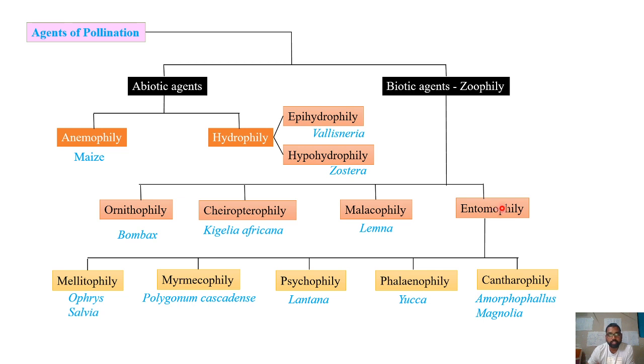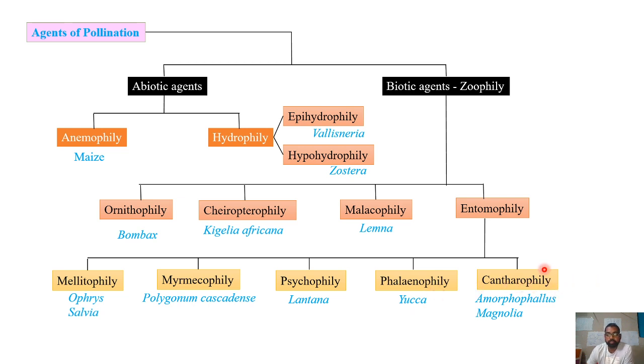Again, depending on which kind of insect is involved in the pollination process, it is classified into various categories. The first one is melittophily, where bees are the pollinating agents. This you can see in Ophrys and Salvia. In myrmecophily, ants are the pollinating agents that you can see in Polygonum cascadens. In psychophily, butterflies are the pollinating agents that you can see in Lantana. In phalaenophily, moths are the pollinating agents. This you can see in Yucca.